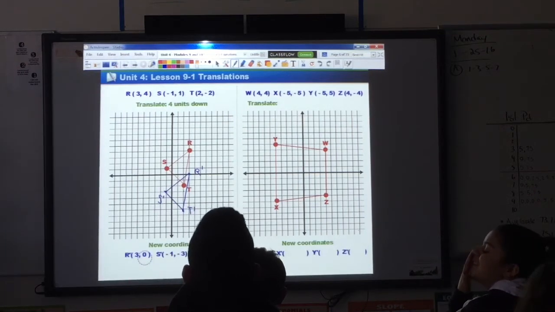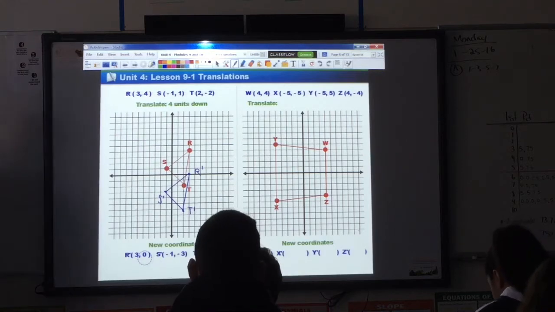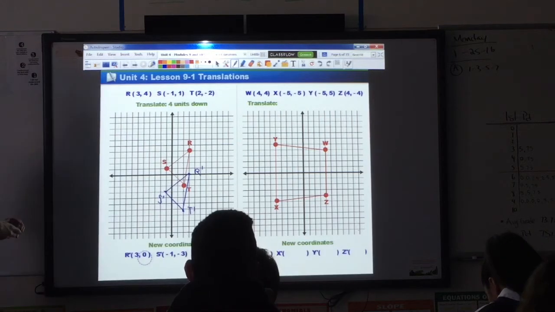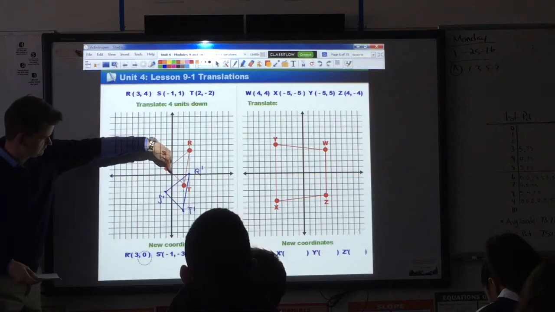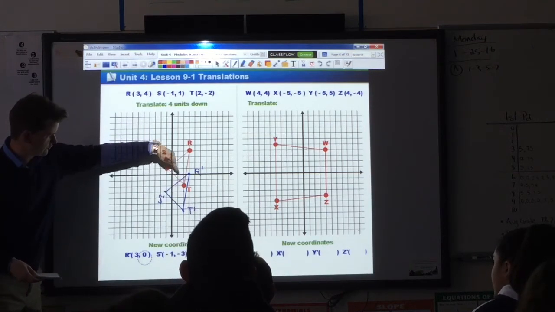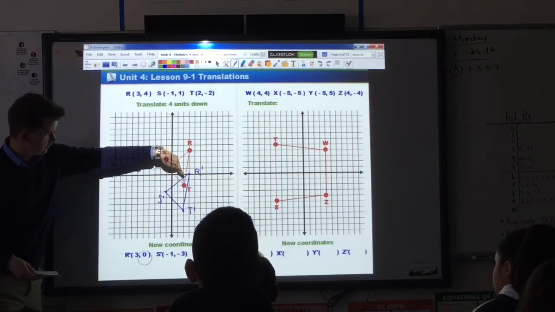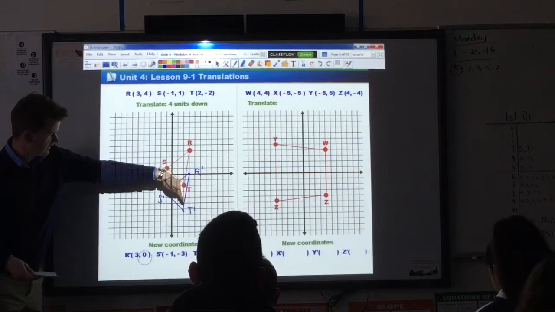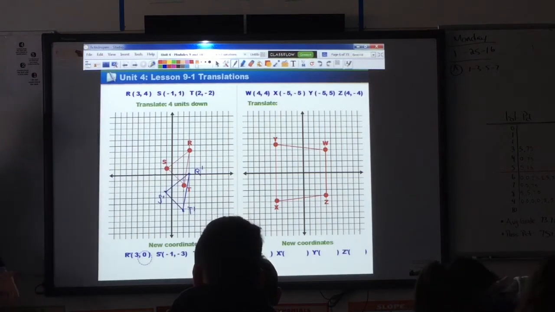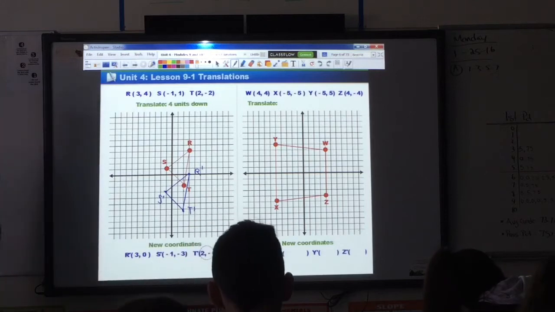T prime, what you got? 3, Let's read it carefully. You start at the origin. To get from the origin to T prime, we're going right twice, so that's 2. And then are we going up or down? Down. So 1, 2, 3, 4, 5, 6. Because we went down, is that positive or negative? Negative. Let's see if you got the right one. 2, -6. There we go.